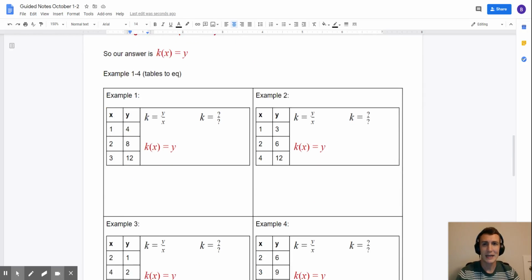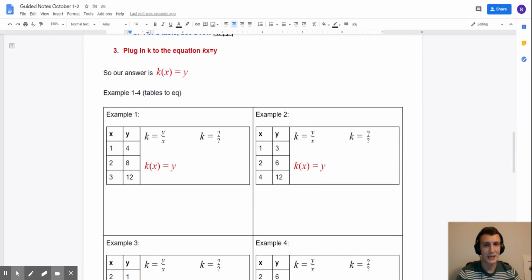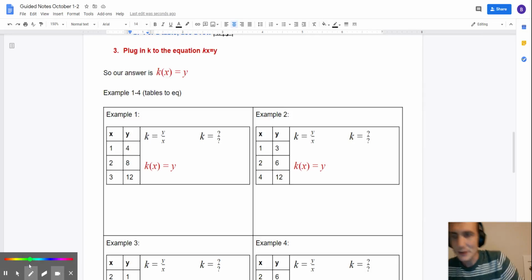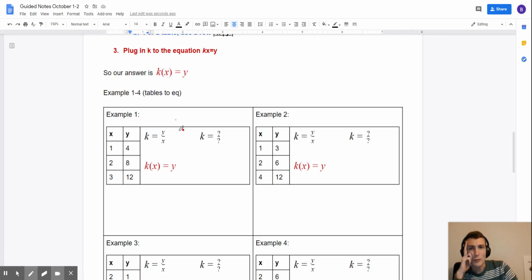Now let's go ahead and then the final step is to plug in k. Now let's go ahead and do this first one together, right? So our first step is to check for proportionality, right? Our first step's in green. Is this proportional? Well, I see here 1 and 4. So my unit rate here is 4 over 1. That's my constant of proportionality.